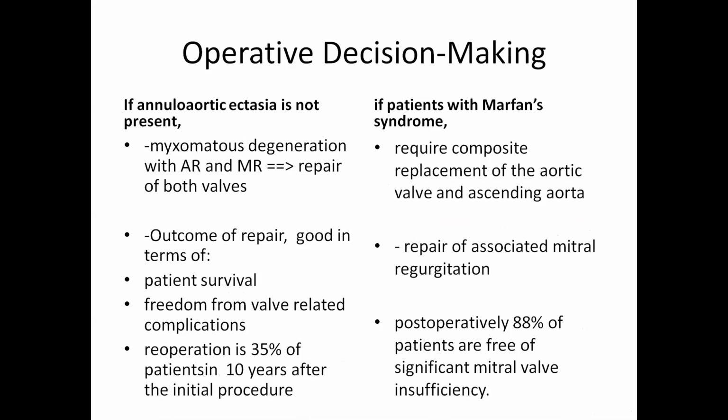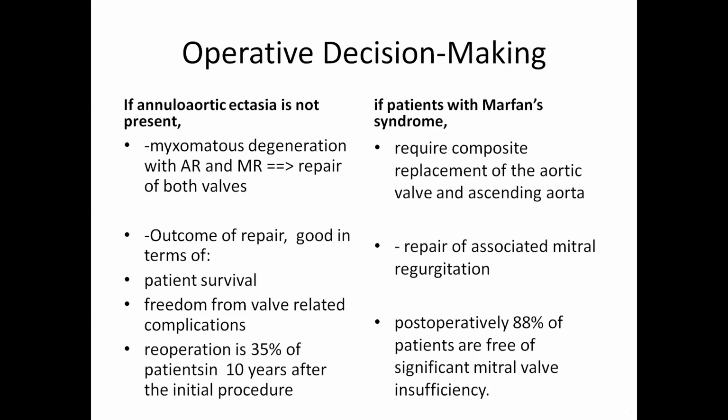Operative decision making for Marfan and for those who have multiple valve disease: we have two conditions. Either there is no annuloaortic ectasia, that means he's not Marfan, or we have Marfan syndrome. If there is no annuloaortic ectasia, with myxomatous degeneration with aortic regurg and mitral regurg, we will repair both of them.